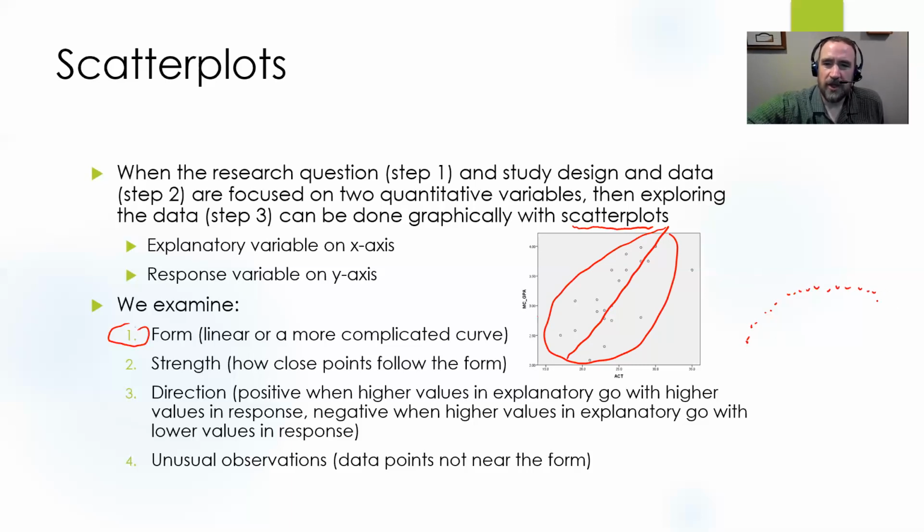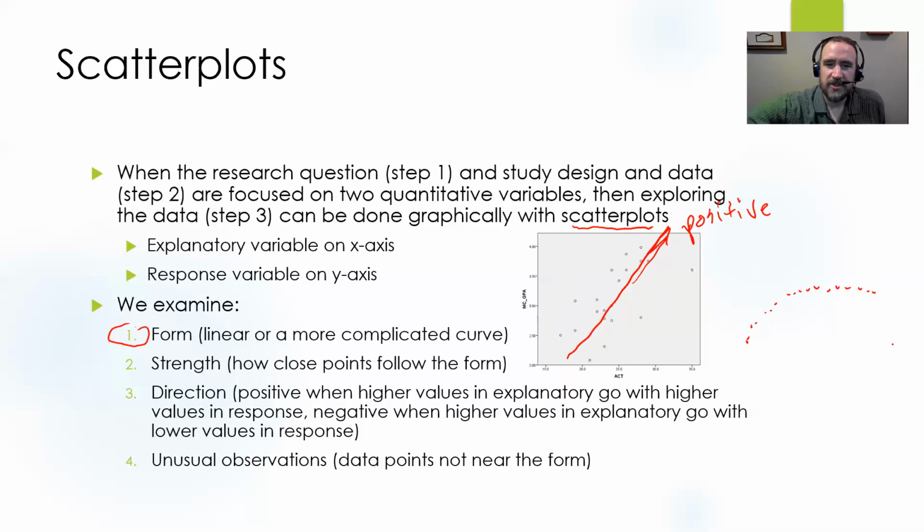The direction, and we can only speak of direction when we have a linear form. So that's another important reason why we want to talk about linear first. And the direction is positive when higher values in the explanatory go with higher values in the response. In other words, as you go from left to right on the scatter plot, if you're going uphill, that's a positive direction. Negative is the opposite. When higher values of the explanatory go with lower values of the response, that would be a downhill kind of direction. And notice that if you have something like a curve, it can actually change direction. So we typically don't speak about direction when we have a curve in our data.